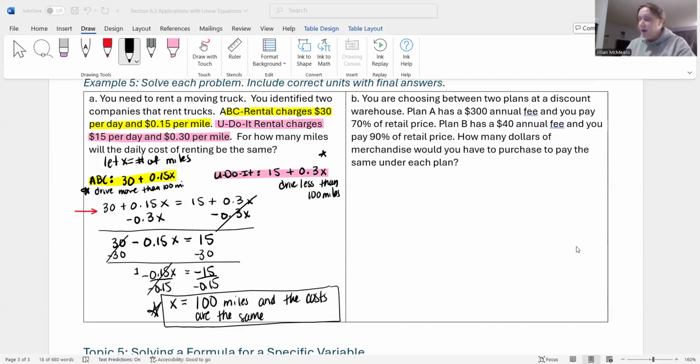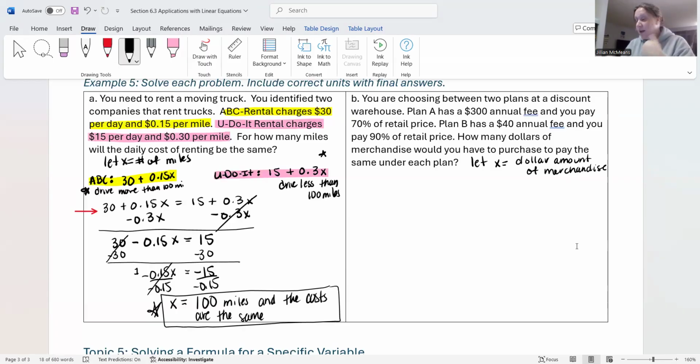So what we're going to do here is we're going to let X, sorry, I need a sip of water. All right, so what we're going to do here is we're going to let X equal the amount of merchandise you purchase. So we're going to say X is the dollar amount of merchandise. So how much merchandise would you have to buy for these two plans to end up being the same amount in the course of a year?